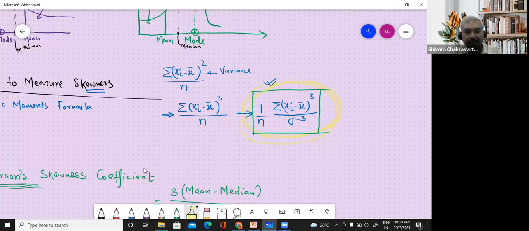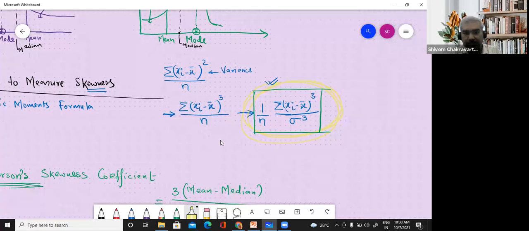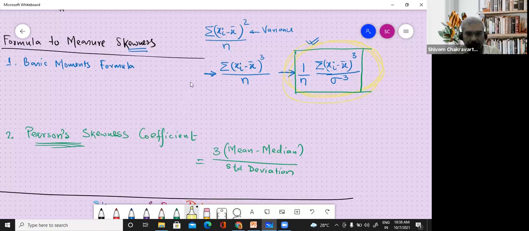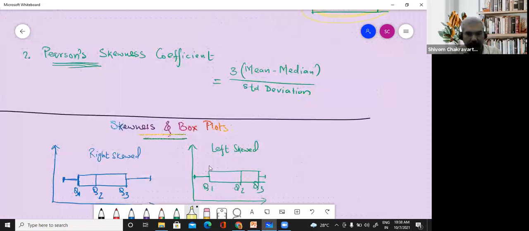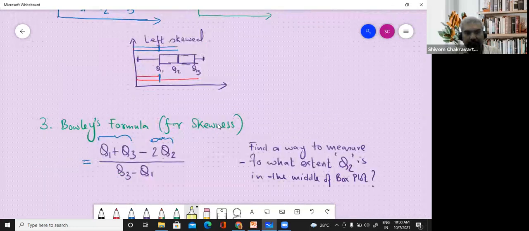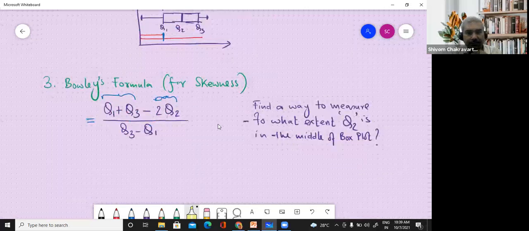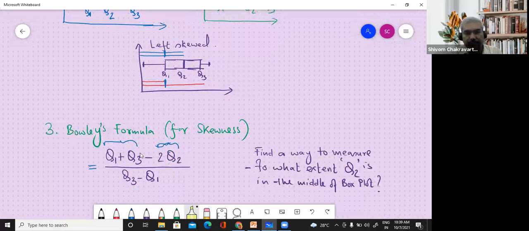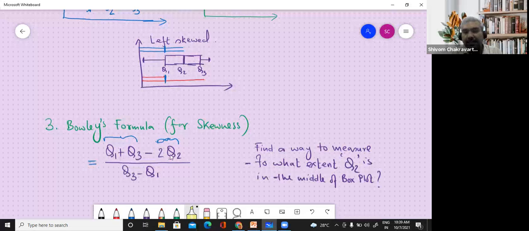Then we also have Pearson's skewness coefficient, which is 3 times mean minus median divided by standard deviation. And then we had Bowley's formula, which can be better understood by visualizing the box plot, which is also very simple. Q1, Q2, Q3 are first quartile, second quartile, and third quartile.